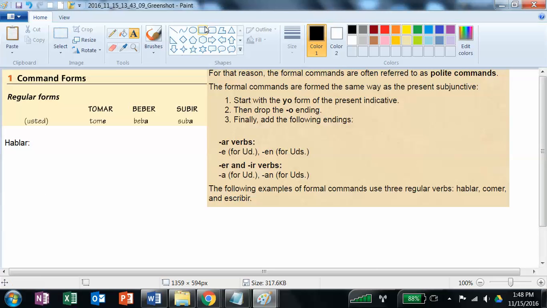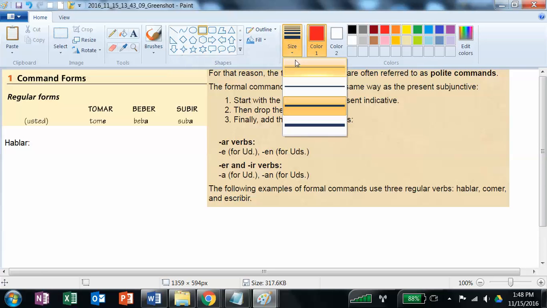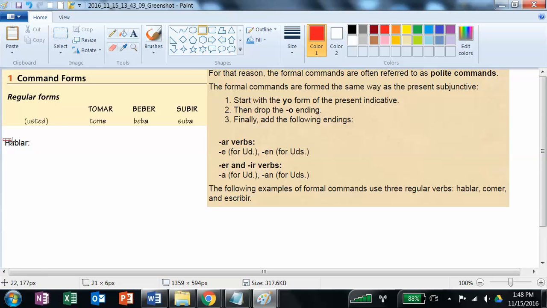Remember that you have two parts to your verb. You have a stem and you have an ending. Here's your stem, and here is your ending. When we conjugate, we keep our stem. That lets us know that speaking is going on, and then the ending just tells us who's doing the speaking and when. It gives us that type of information. So we want to keep our stem when we're conjugating.